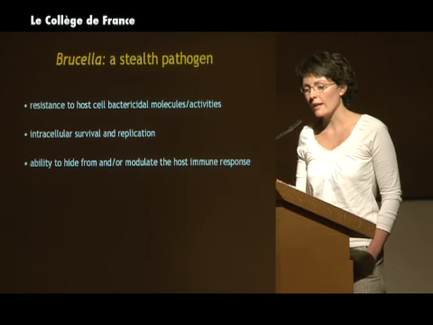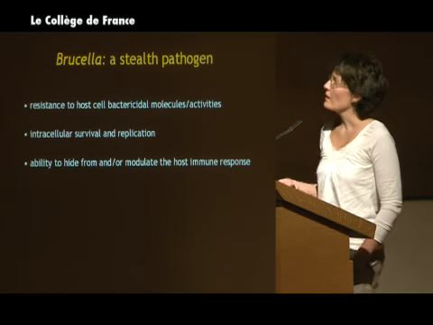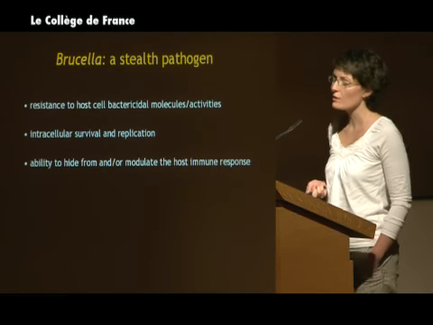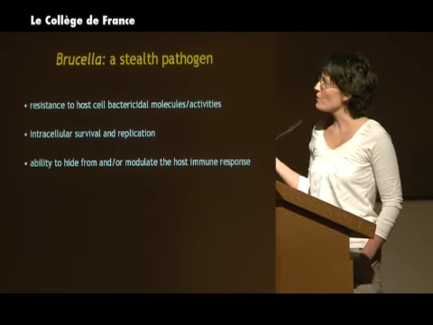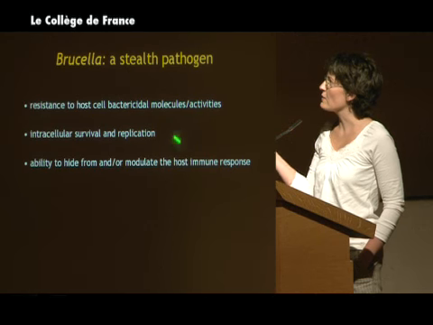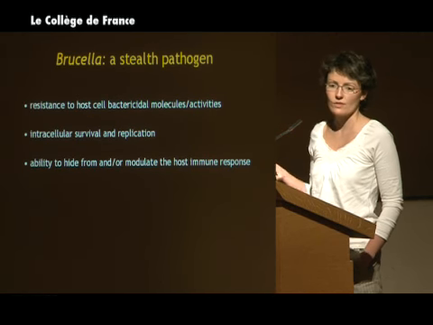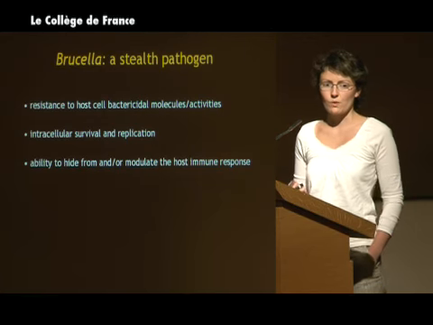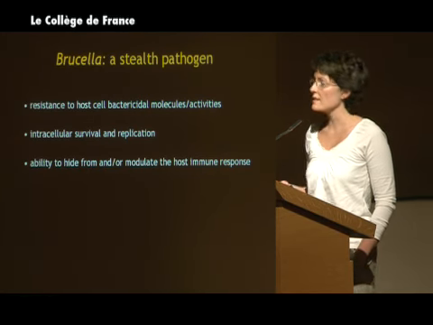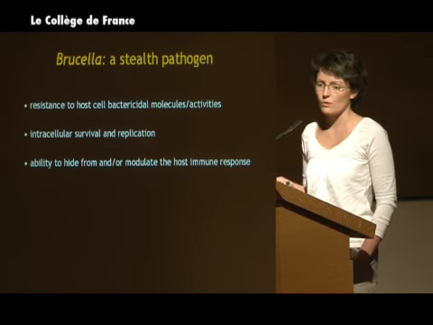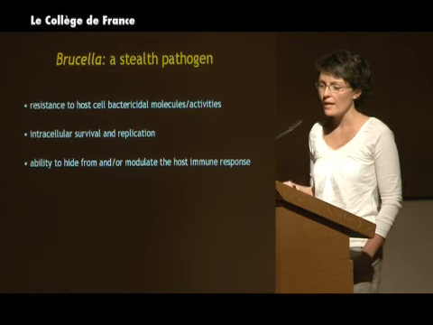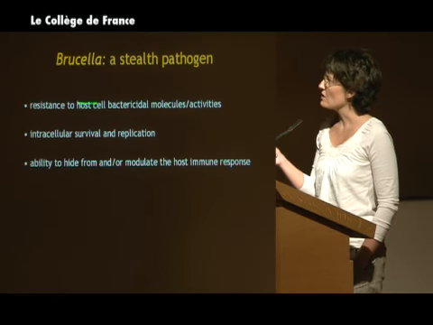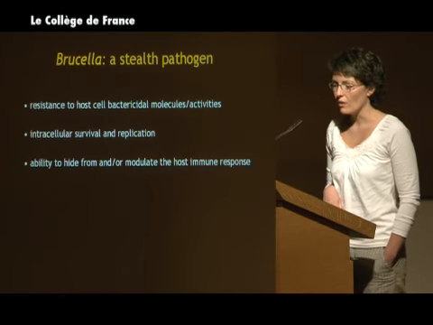So you can look at the pathogenesis of Brucella. There are really 3 key aspects that are important. Brucella is inherently resistant to the host cell bactericidal molecules and activities. As I mentioned before, its ability to replicate and survive within host cells is really essential for its virulence, and also its ability to hide from the host immune response. And it seems that in many cases it actually controls and modulates this host immune response to cause disease. And in our lab, we've been doing a lot of work especially on these 2 second aspects of the infection.